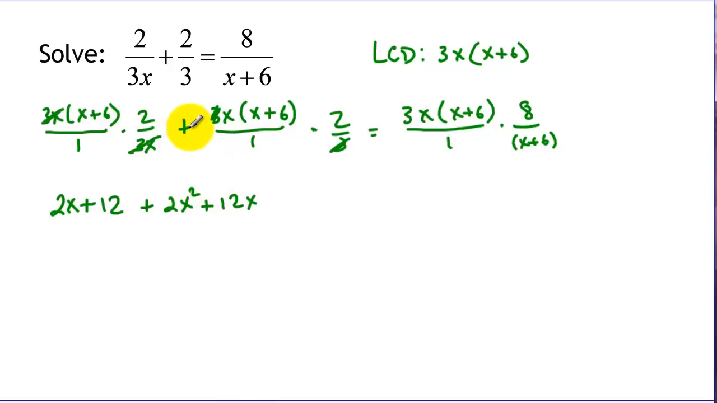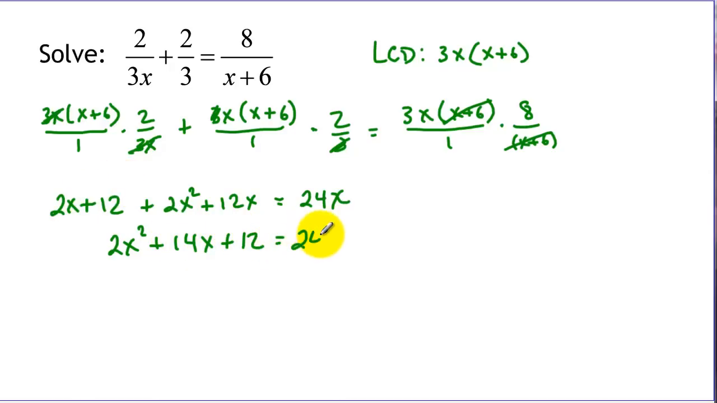Now if this had been a minus, make sure when you distribute that minus towards both terms. Now on the right side we can cancel out this x plus 6, so now we're left with 24x. So again, we ended up with a quadratic equation. So on this side of the equation we can combine like terms and put it in standard form. So we got 12x and 2x is 14x. Again, since it's a quadratic, we want to set it equal to 0. So I need to move this to the other side.